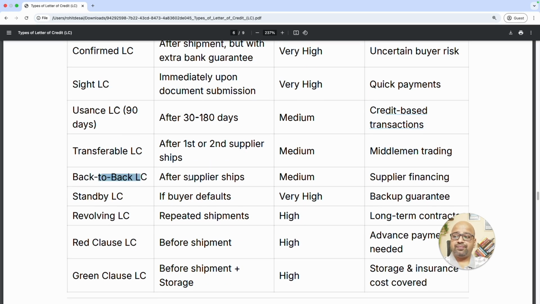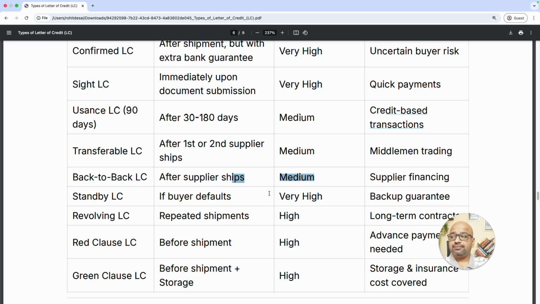Back-to-back LC is ideal for suppliers who want to finance. Get an LC, take a back-to-back LC and then give it to your supplier, so that once you get paid, the supplier also gets paid. So that's how it works. But in this, the supplier will not get to know who the buyer is, and the buyer will not get to know who the manufacturer is. They both know only you in common.